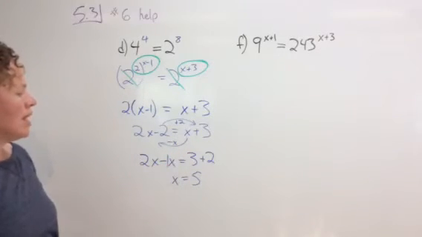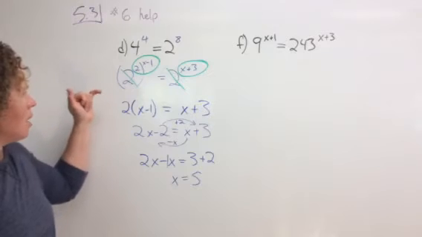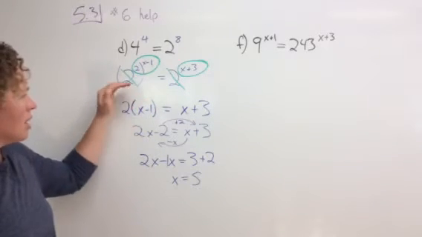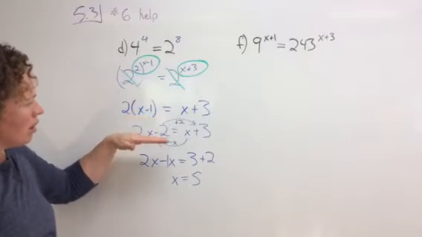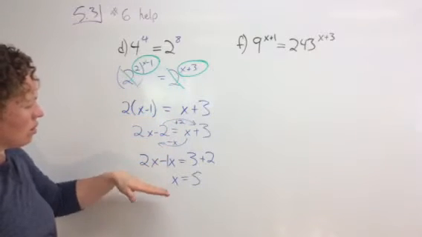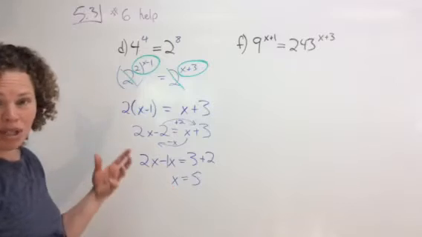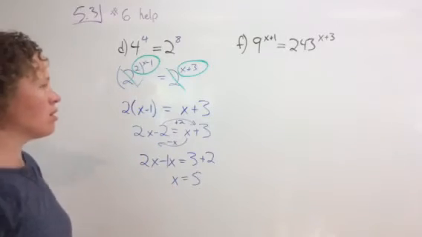So the idea here is that I make the bases the same, so I can get rid of the bases and just focus on the exponents. And then I rearrange the equation here to solve for the variable, and I'm done. So let's try it on this other one.